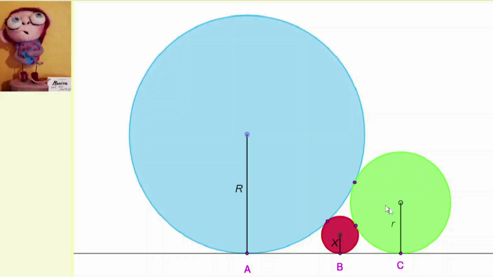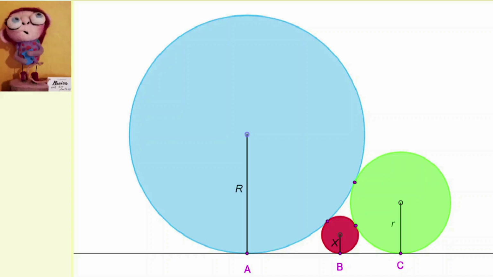We've got three circles here: blue, green, and red. Each pair of circles touches externally, and all three also touch the same straight line. The blue circle is the big one, with a large radius R. The green one's tiny, with a small radius r. And the red circle, well, that's exactly what we need to find.